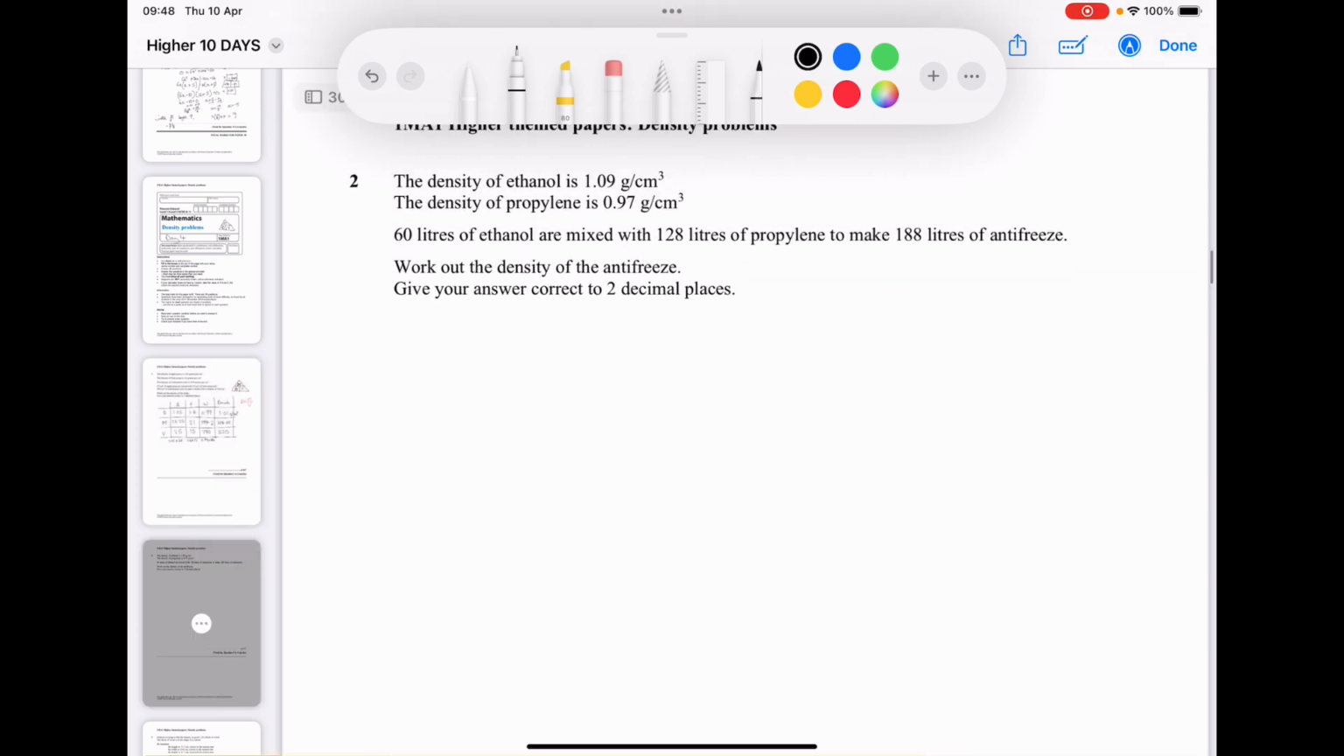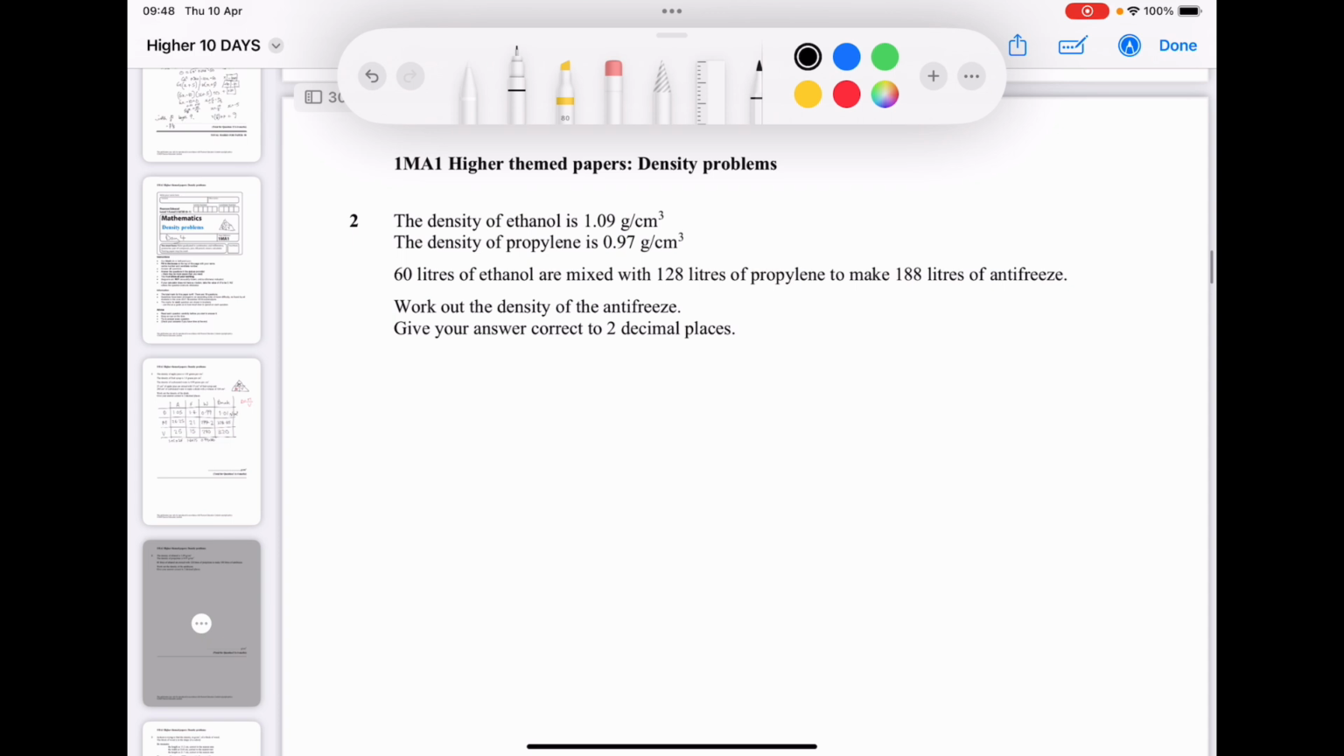Second question. Density of ethanol is 1.09 grams per centimetre cubed. Density of propylene is 0.97 grams per centimetre cubed. 60 litres of ethanol mixed with 120 litres of propylene to make 188 litres of antifreeze. Work out the density of the antifreeze. Give your answer correct to 2 decimal places.